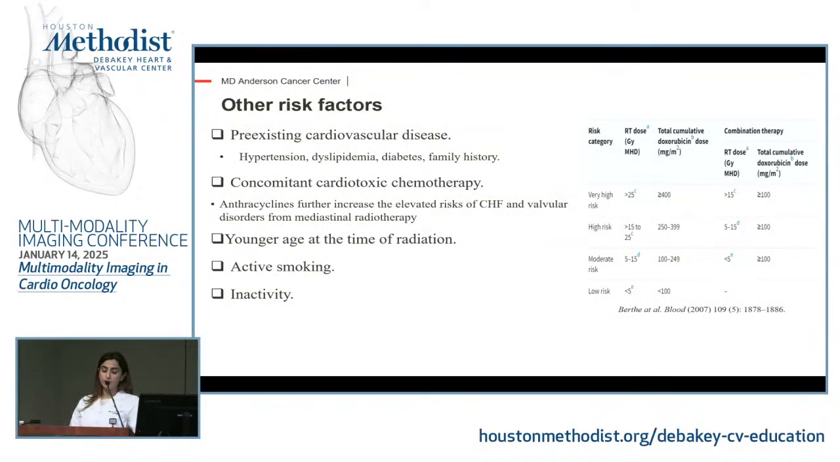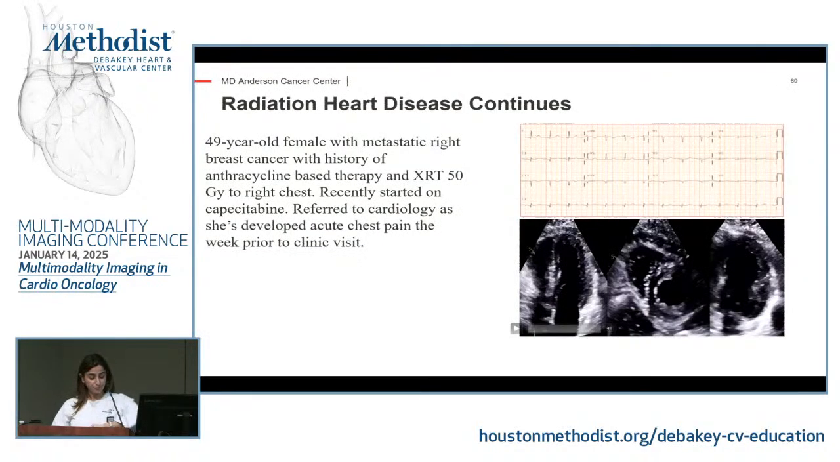When we talk about these patients, pre-existing cardiovascular disease increases the risk of radiation-induced heart disease. So if they're diabetic or hypertensive, they're more likely to develop it over time. Concomitant use of anthracycline, even at lower radiation doses, puts those patients at higher risk of developing problems down the line. Younger age at the time of radiation, active smoking, and inactivity are also associated with this.